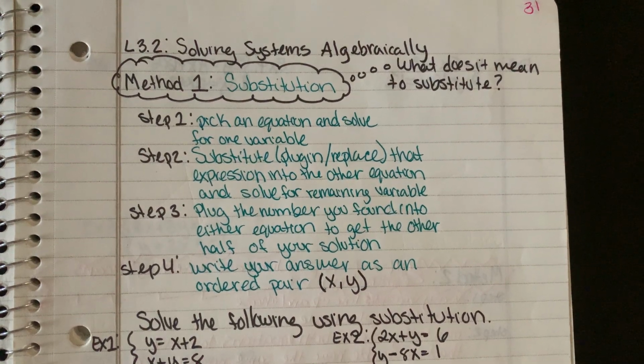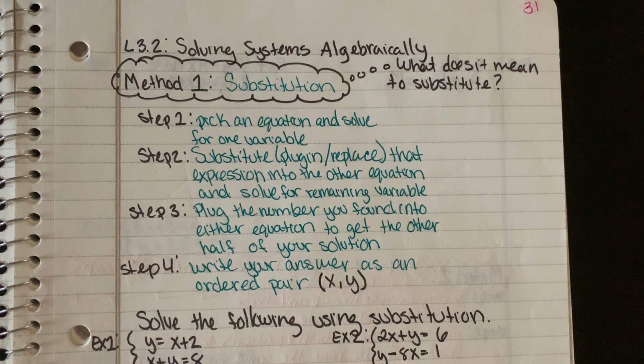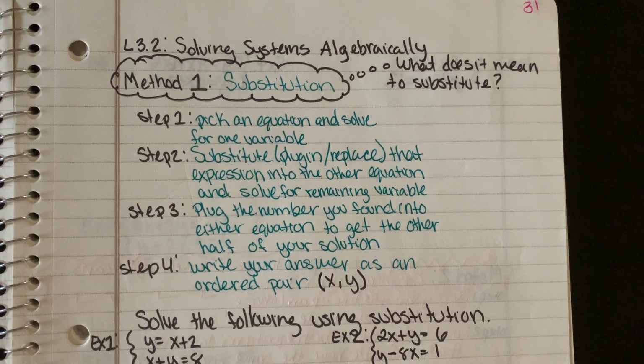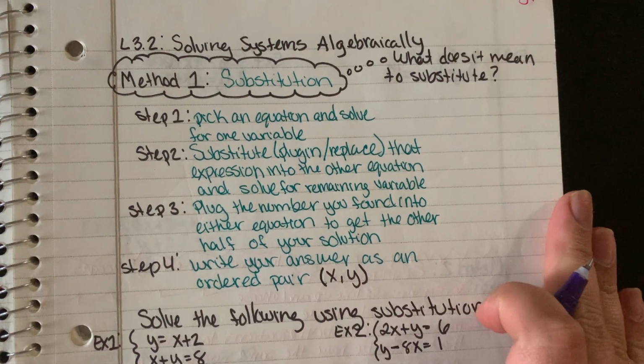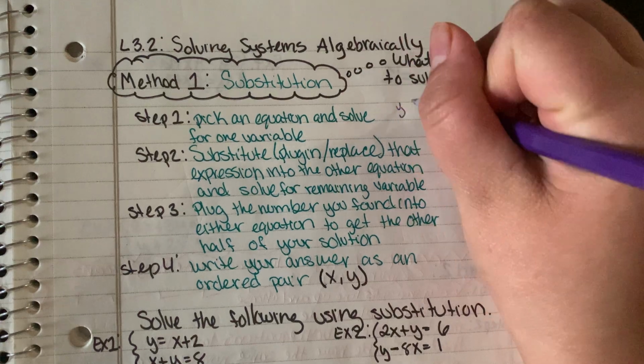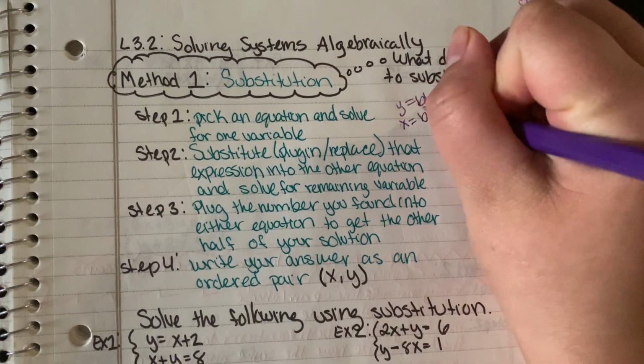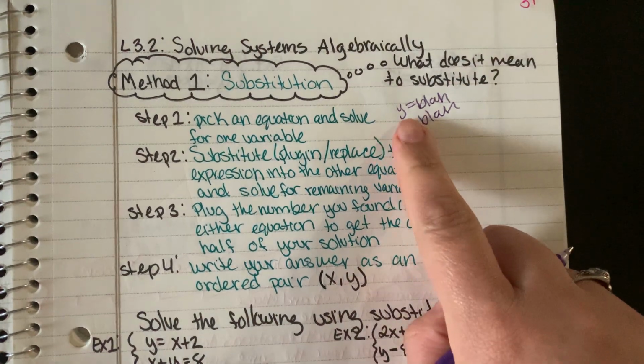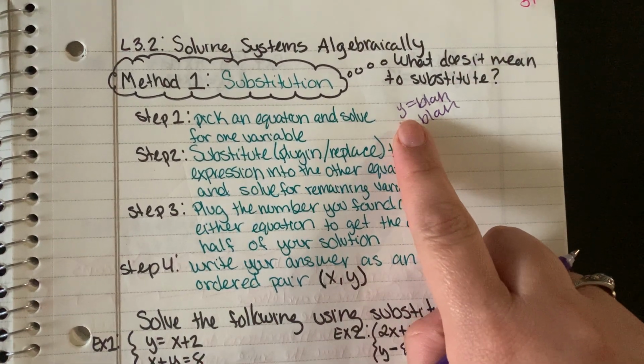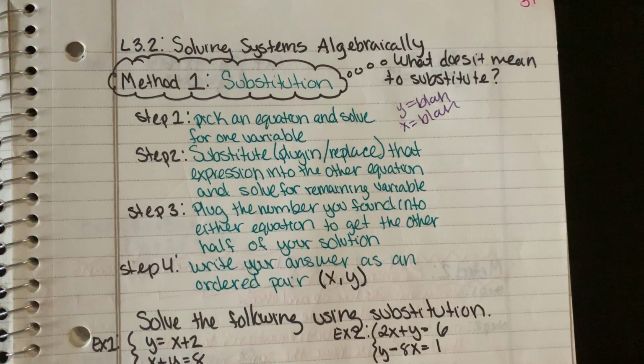Okay, so this video is solving systems algebraically, which is basically an algebra 1 review. So the first method is substitution. You pick an equation, you solve for one variable. So basically the goal is to have something like y equals blah, x equals blah. Basically, you want a variable that's isolated, okay? So you have to have at least one equation that looks like that.